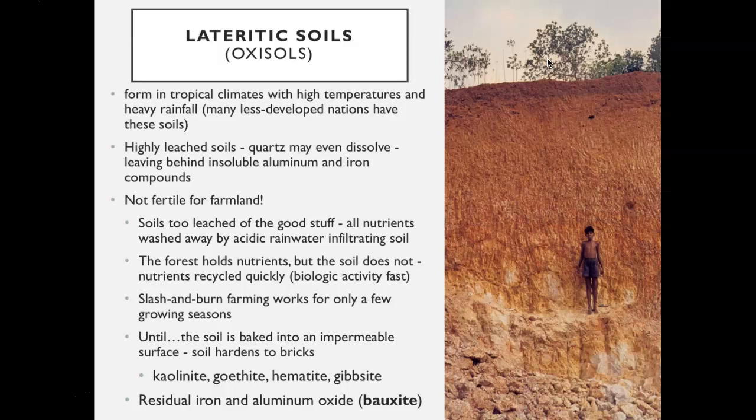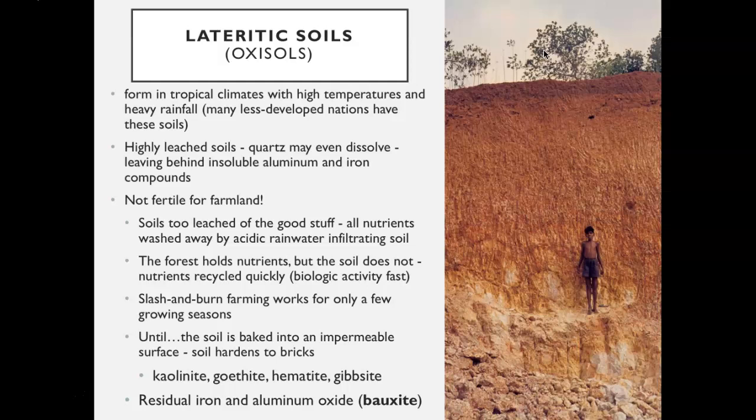That makes the topsoil not very fertile for farmland. The soil is too leached of its good stuff. All the nutrients are washed away by acidic rainwater infiltrating that soil. You may know that in a rainforest, the nutrients are held in the canopy. The forest holds the nutrients, not the soil, because it's been washed away. Once a tree dies in the forest, it's very quickly decomposed by decomposers on the forest floor.